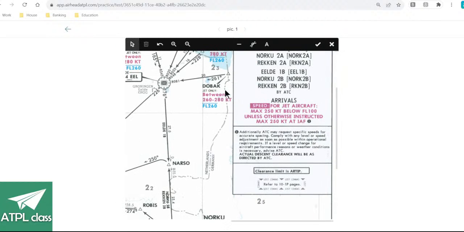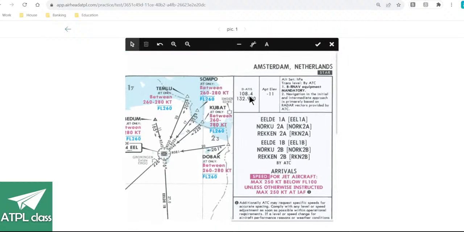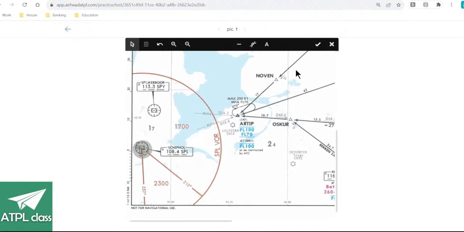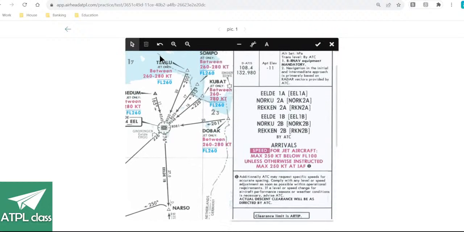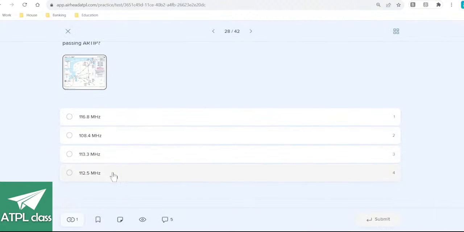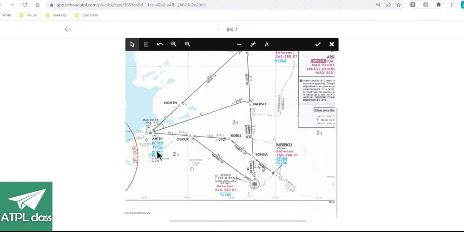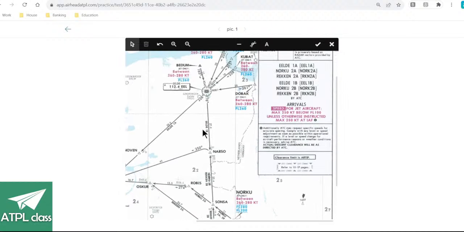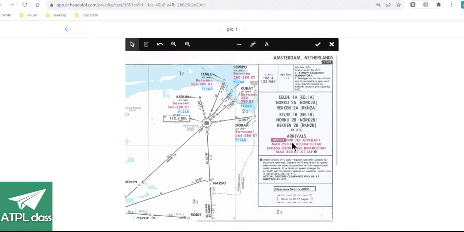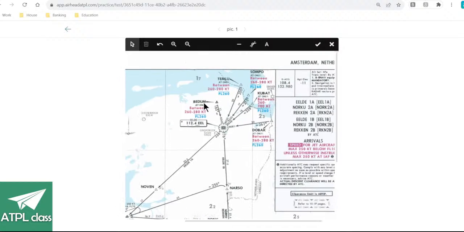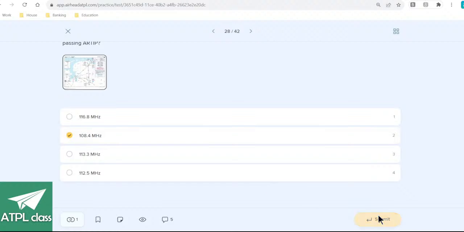ATIS. 108.4. That's Schiphol. That's the VOR. 132.980. Well, that wasn't one of the answers, was it? Short before reaching RTIP. Rekken to Alpha RTIP. 108.4 is the only frequency in the ATIS section. Let's copy that one. Yeah.